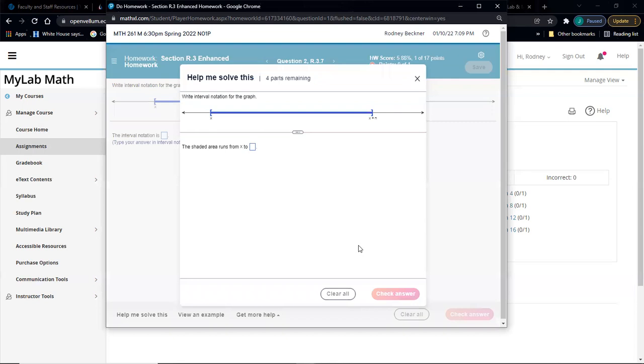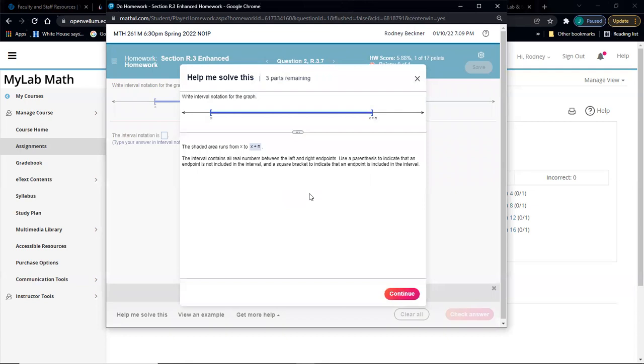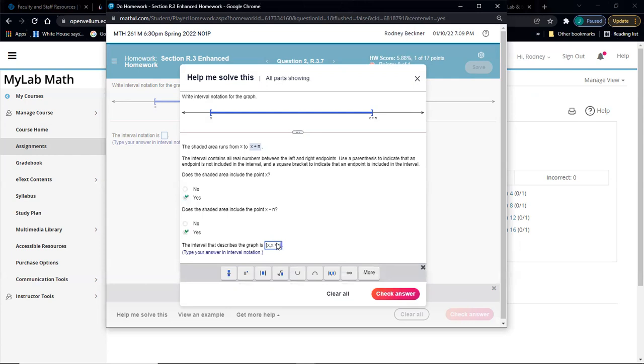The shaded region runs from X to, well, this isn't a number, but it counts as being a number, X plus N. Okay, fantastic. This probably won't change because it's so generic. Does it include? Yes. Does it include? Yes. So what's the answer? It would go bracket x, x plus n, close bracket. In calculus, we get weirder things like that here and there.